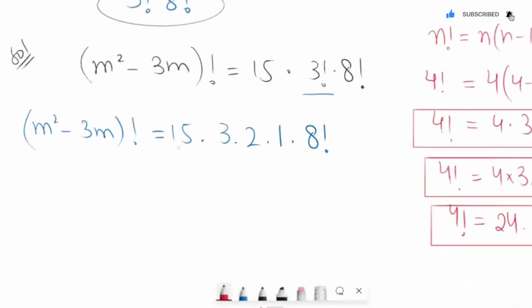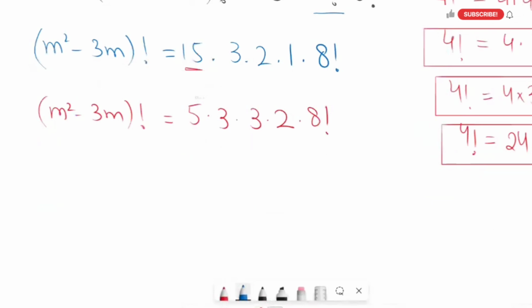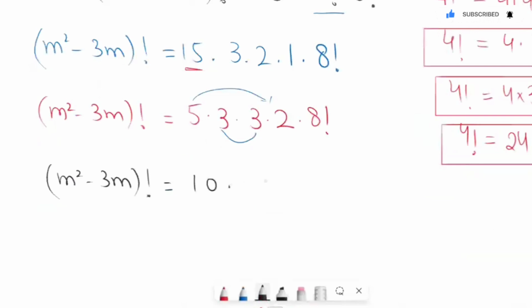Next, I am going to split this 15. So this will turn to (m² − 3m)! is equal to 5 times 3, which is 15, times 3 times 2 times 8!. Now I am going to pair the 5 with 2 and the 3 with 3. So this will turn to (m² − 3m)! is equal to 10 times 9 times 8!.